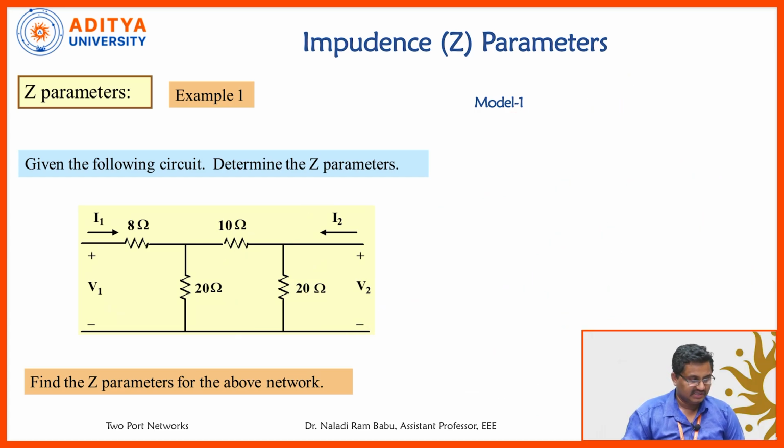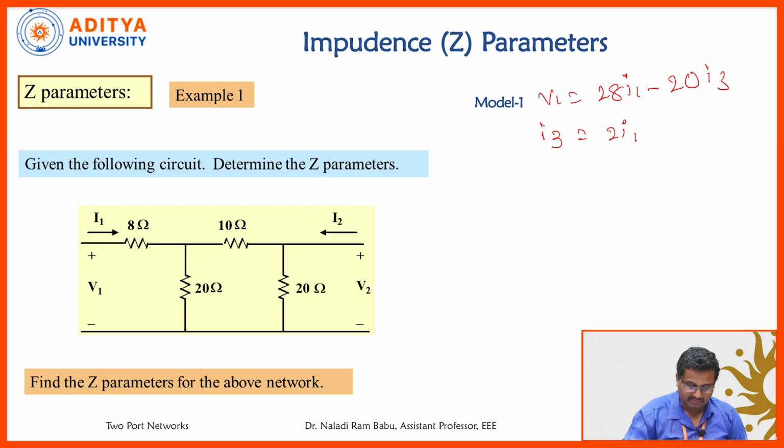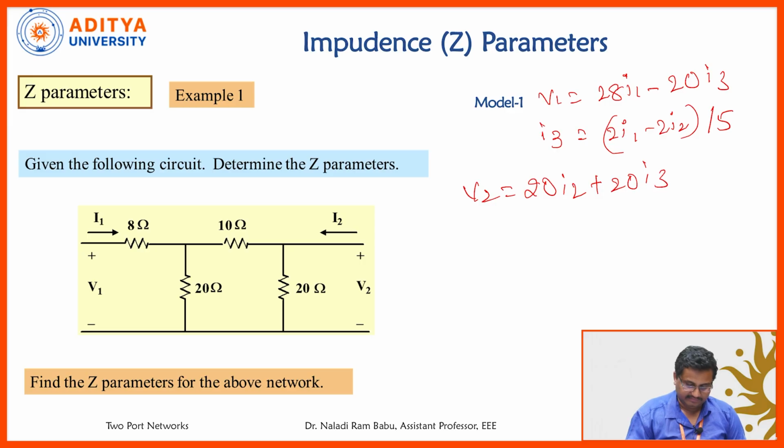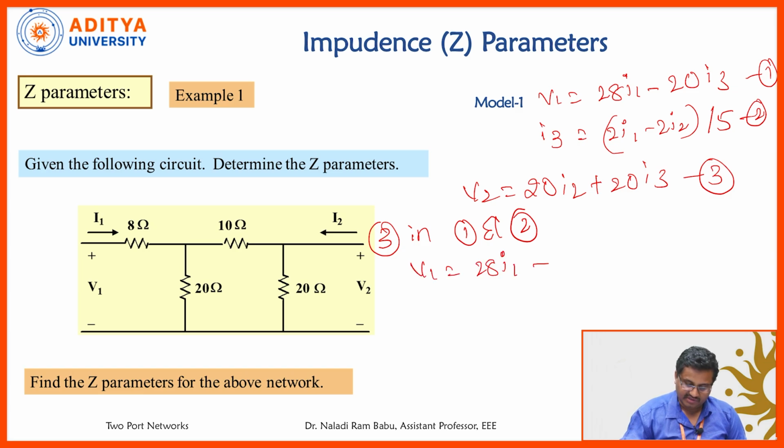I will write these 3 equations here again. See, V1 is equal to 28 I1 minus 20 I3, and I3 is equal to 2 times I1 minus 2 times I2 by 5, and the third one is V2 is equal to 20 I2 plus 20 I3. So, equation 1, equation 2 and equation 3. Now, I am substituting equation 3 in 1 and 2. So, 3 in 1 gives V1 is equal to 28 I1 minus 20 times I3.